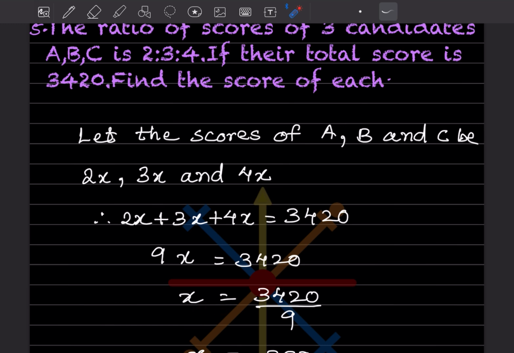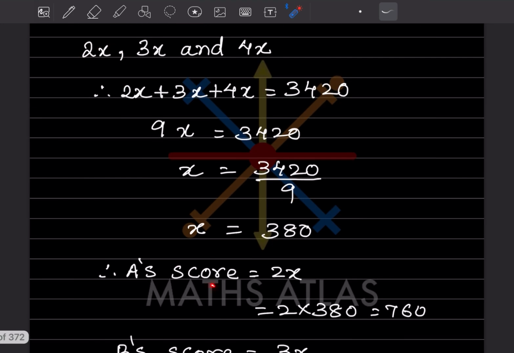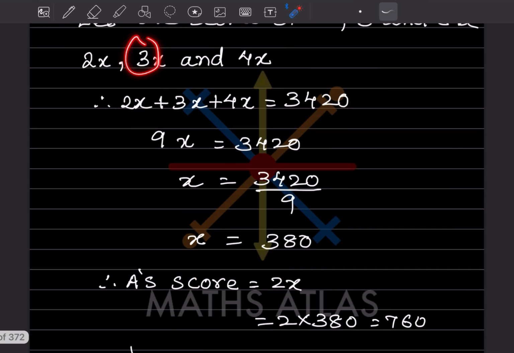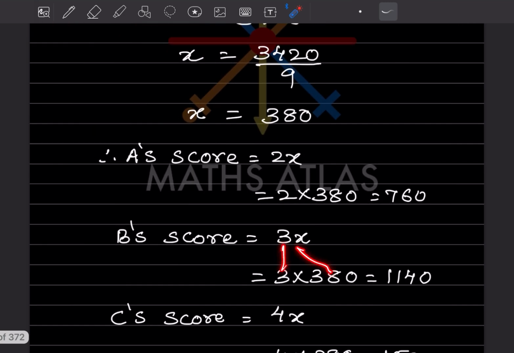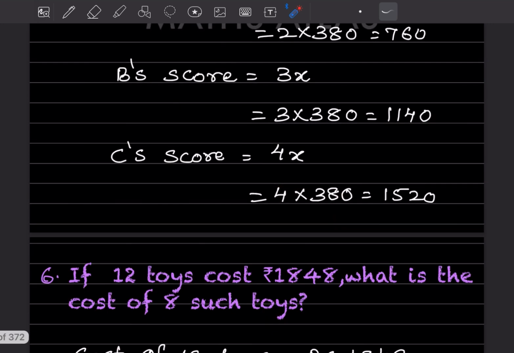So x will be 3420 divided by 9. So when you divide this one, you get 380. So now we will see for 2x. So A score is 2x, so that will be 2 into, in place of x, we'll put 380. So that is 760. B score is given as 3x. So that will be 3 into 380, that will be 1140. And C score is given as 4x. So 4 into 380, that will be 1520. So 760, 1140 and 1520.